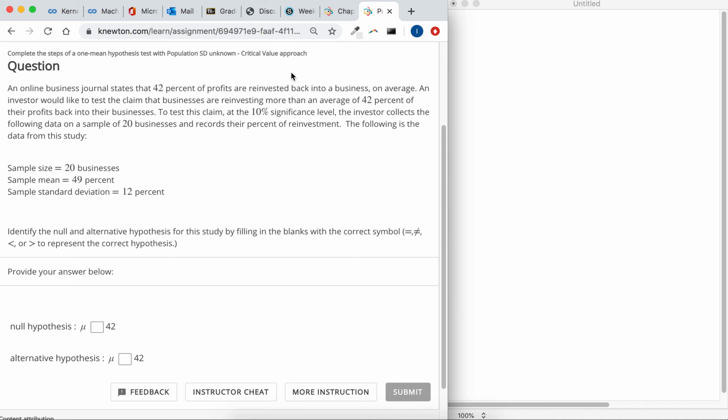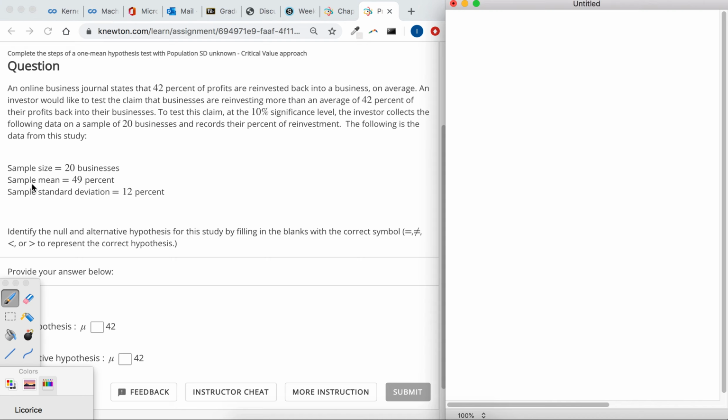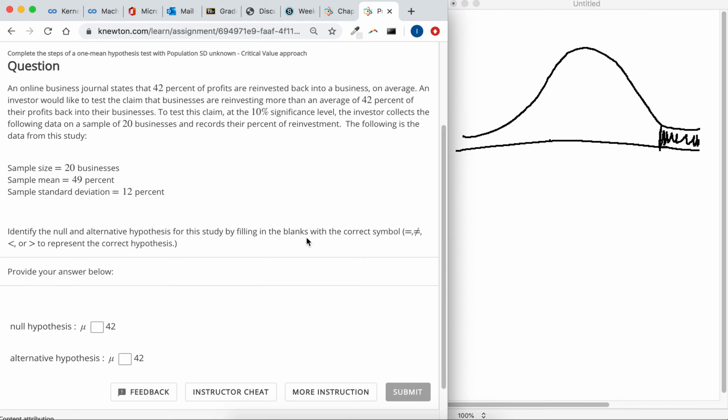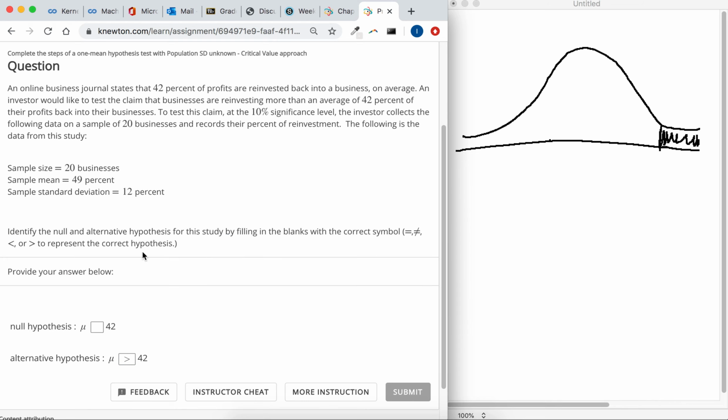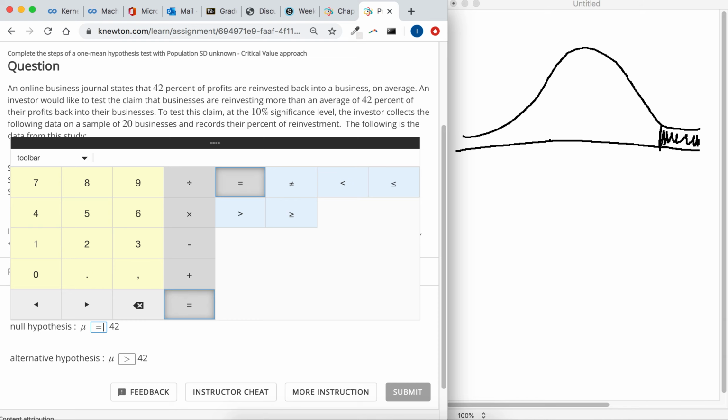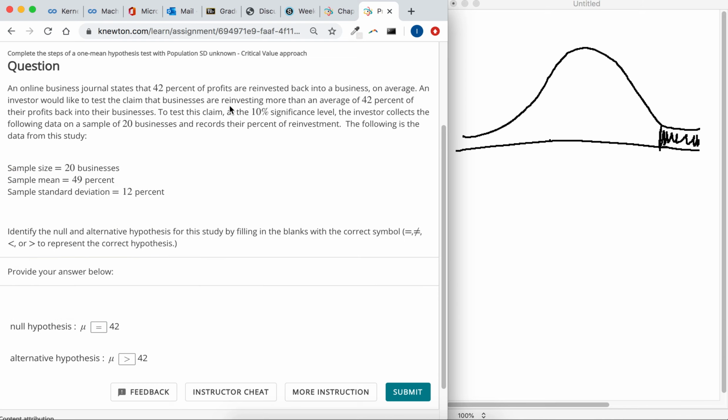An investor would like to test the claim that businesses are reinvesting more than the average of 42% of their profits. Right now, they think it's 42% of their profits go in. The researchers think it's more than 42%. So our rejection region is going to be over here. It's a right-tailed test because being more is being greater than. So for the alternative hypothesis, you need to put a greater than symbol here. And the null hypothesis is the status quo.